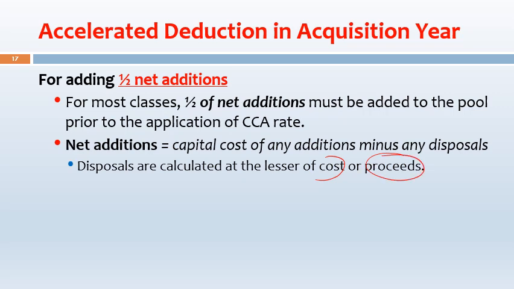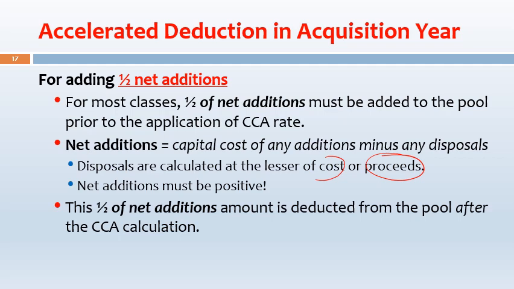It's also worth noting the net additions must always be positive. The value you come up with for net additions must always be positive. That means that if there happen to be more disposals than additions, we can effectively ignore this accelerated rate, and it makes our calculation a lot easier. So once CCA has been calculated and deducted, the 1/2 net additions that we added are then deducted from the pool after the CCA calculation.